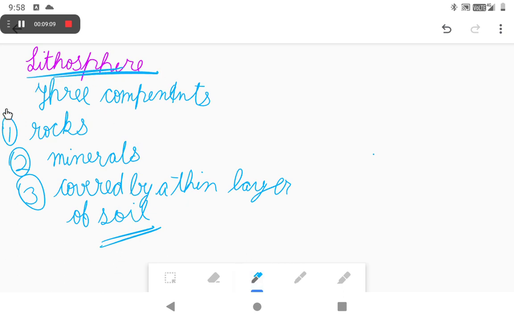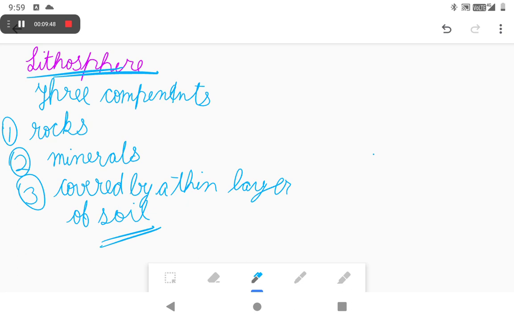Now, it is an irregular surface with various landforms such as mountains, plateaus, plains, valleys, etc. We can see plateaus, mountains, plains in lithosphere. It is the land portion only. Mountains come in land, plateaus come in land, and plains also come in land. So it is the lithosphere, the land portion.